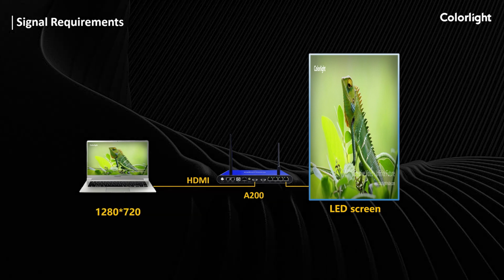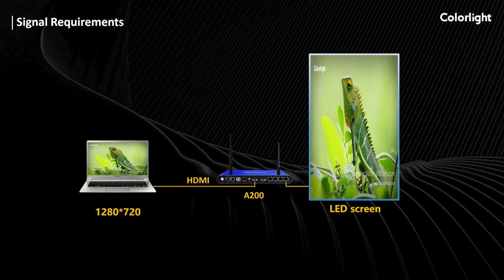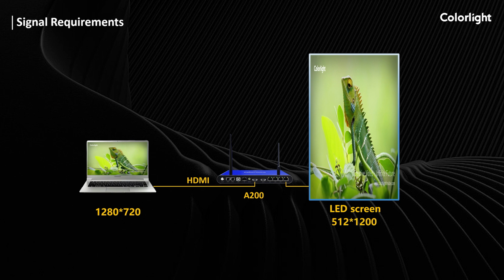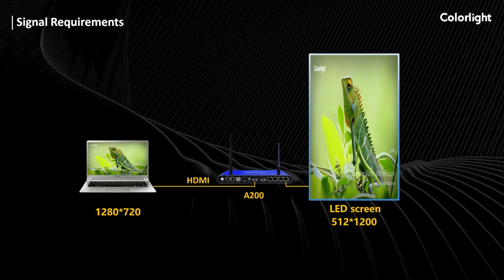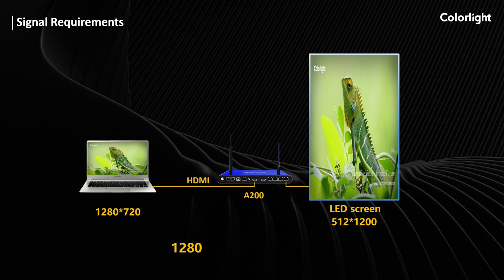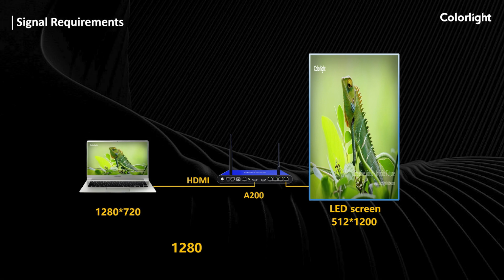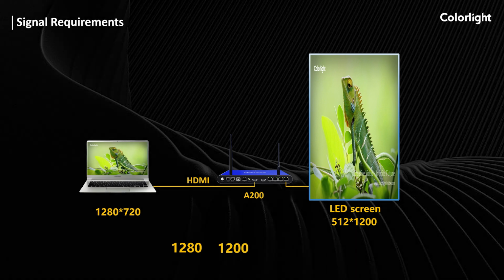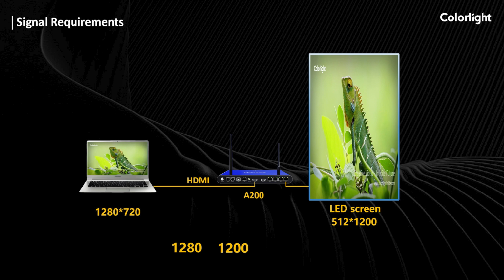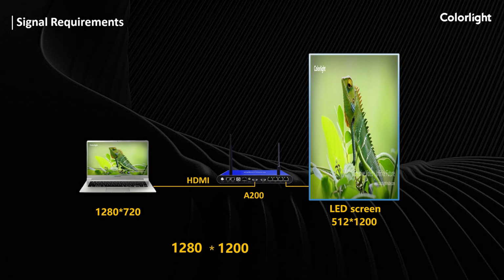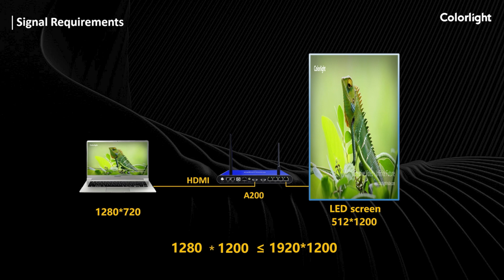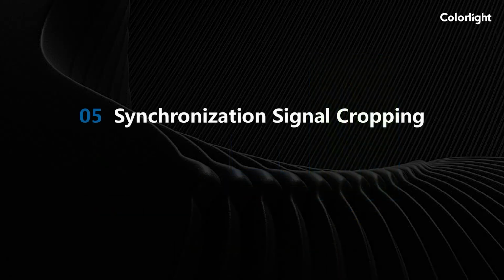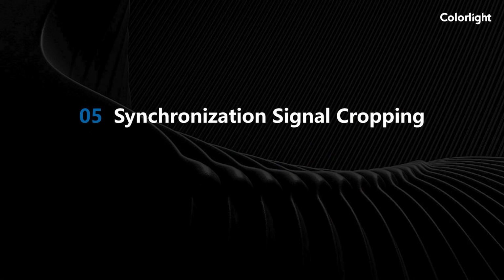For example, the resolution of the input signal is 1280 by 720. The screen resolution is 512 by 1200. Take the maximum value between the signal source width and the screen width, 1280. And take the maximum value between the signal source height and the screen height, 1200. The prerequisite for adaptive scaling is that the product of the two values should be no more than 1920 by 1200. This session explains the methods to crop the sync signal.